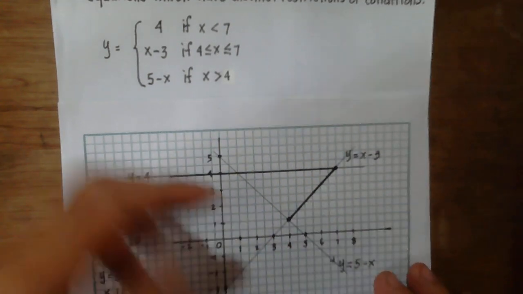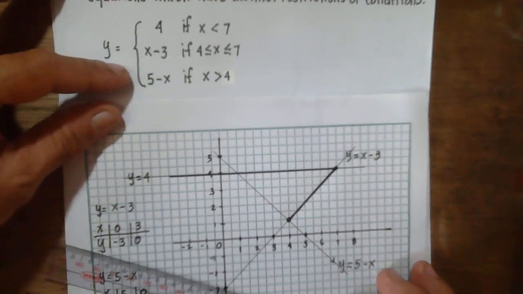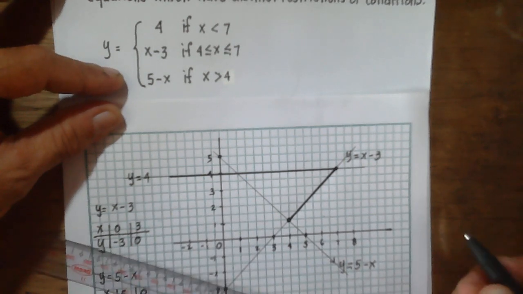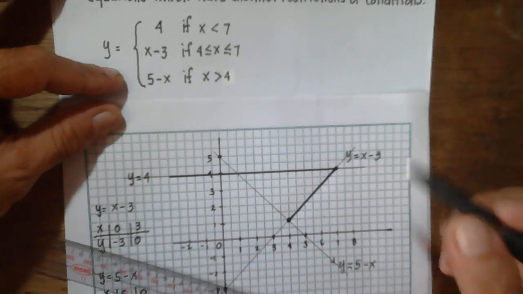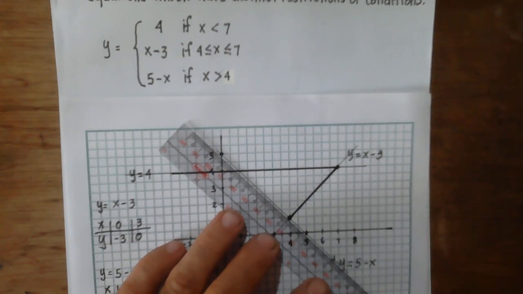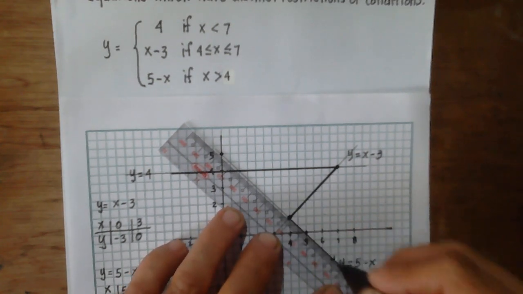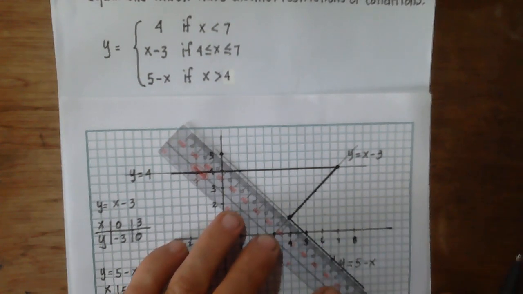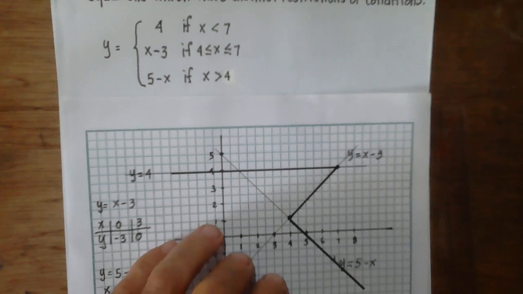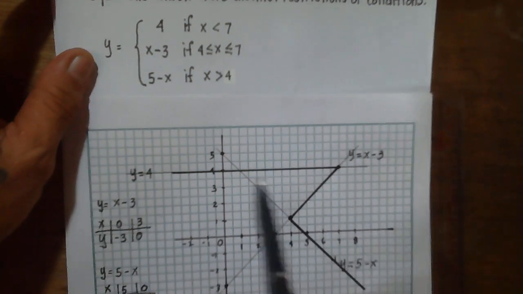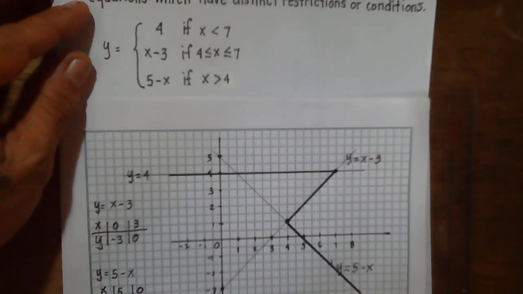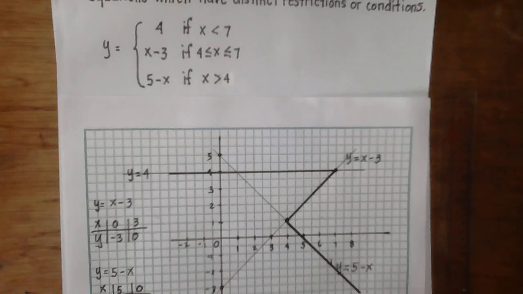So there it is. And for the third equation, we have y is equal to 5 minus x. And we have this condition that x should be greater than 4. And where is 4? So we only draw the line corresponding to this condition. So there it is. So this is the graph of the piecewise defined function.